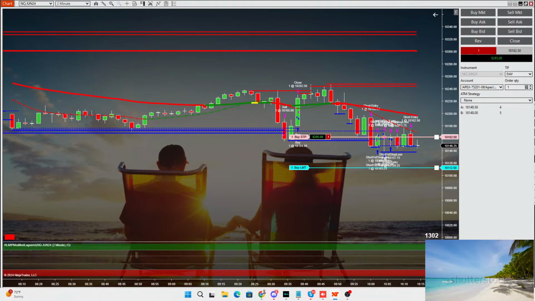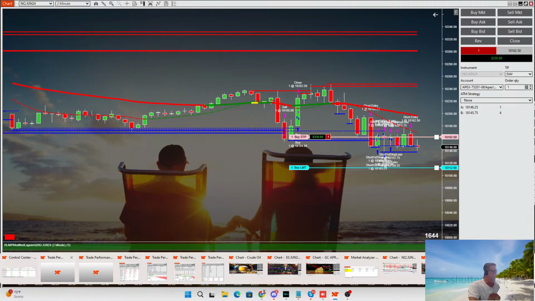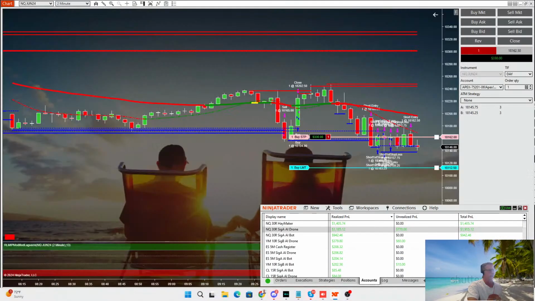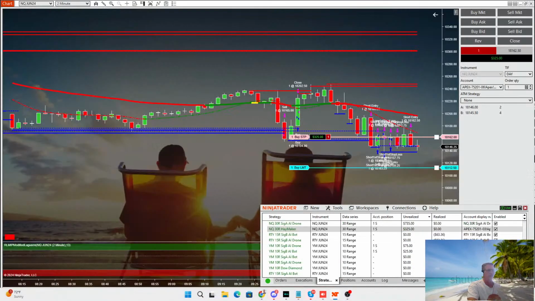I don't understand how it is sim or live. The way you know whether it's sim or live is the account that the strategy is actually running in. Under your control center, if you click on your strategies tab, you can see that the account that these strategies are running in are listed right here. Account display name.